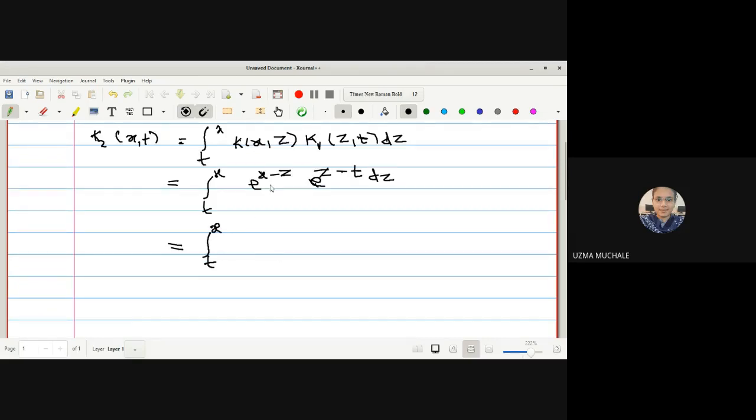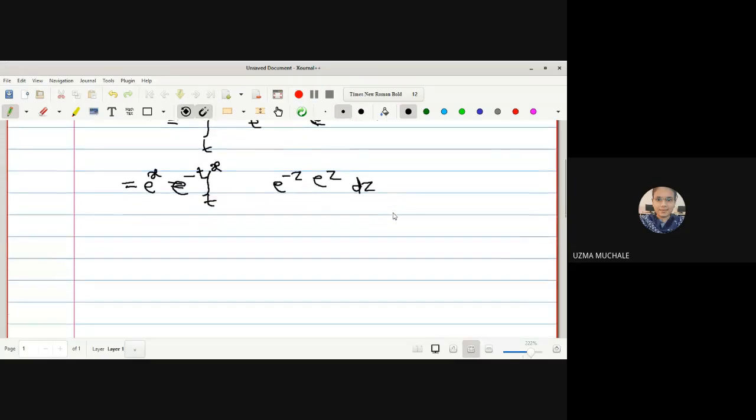Integration from t to x as it is. I will take the terms which are independent of the integration; we can take them outside the bracket, right? So here we can take the term e raised to x outside, e raised to minus z should be inside, and here e raised to z is also inside. e raised to minus t we can also take outside. So we take only the terms which depend on the integration variable inside.